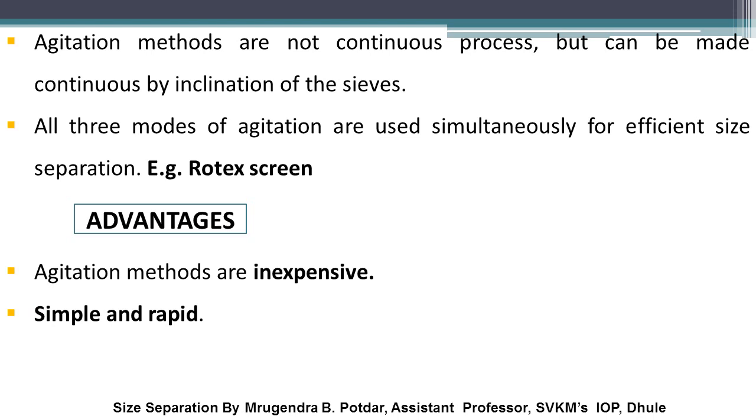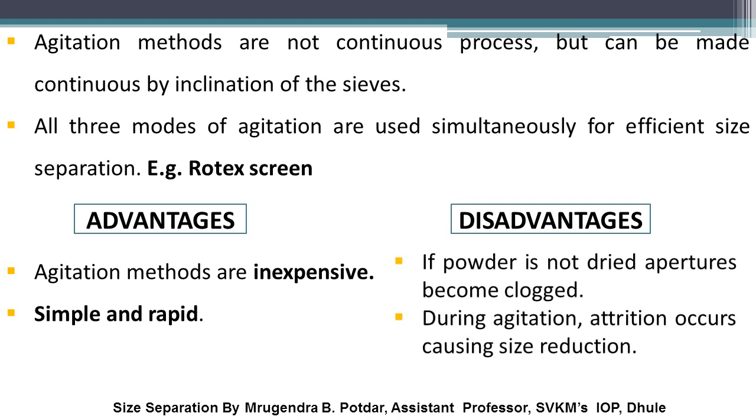There are some advantages of agitation: agitation methods are inexpensive, simple and rapid. Some disadvantages are that if the powder is not dry, the apertures become clogged and size separation becomes difficult. If the powder is not dry, or is a little bit wet in nature, it will not easily pass through the sieves; it will be blocked. Another disadvantage is that during agitation attrition occurs, which causes size reduction.